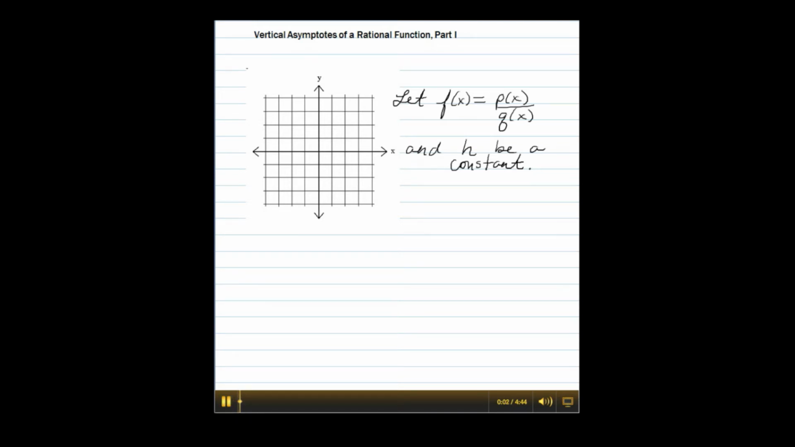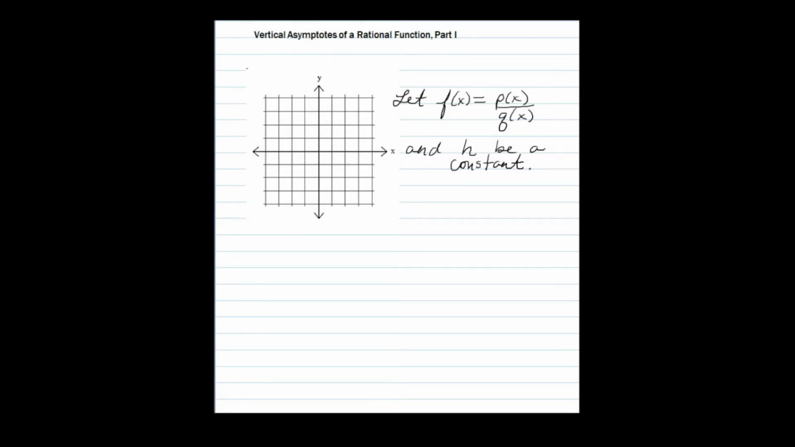Okay, we are going to be talking about finding vertical asymptotes of a rational function. And this will be in a few parts. The first one will be just illustrating and defining what it means to be a vertical asymptote. So first of all, let f of x be our rational function. So it's equal to p of x over q of x, where q of x is not equal to 0, where p and q are both polynomial functions. That's what it means to be a rational function.